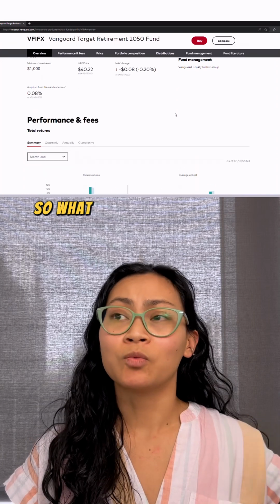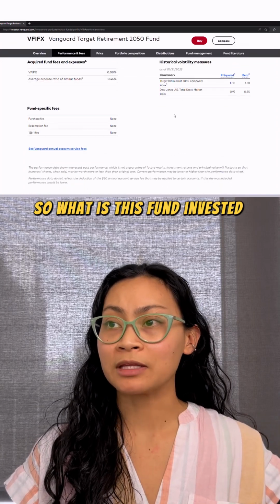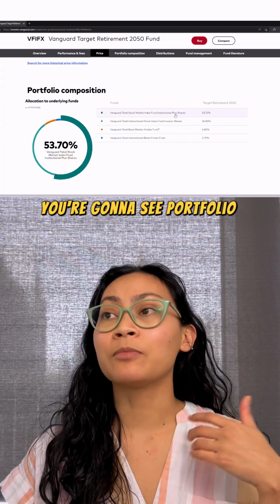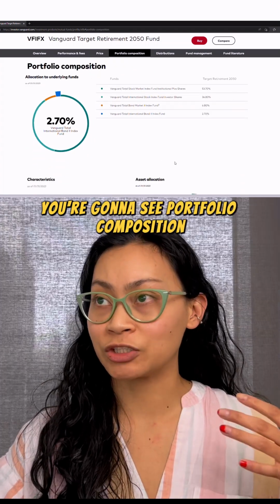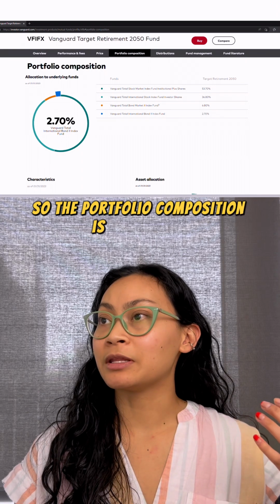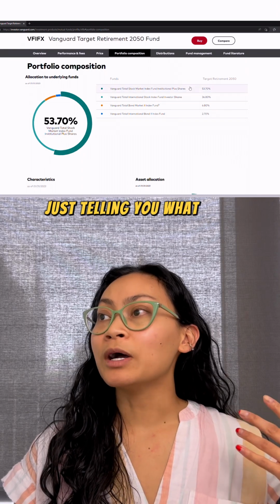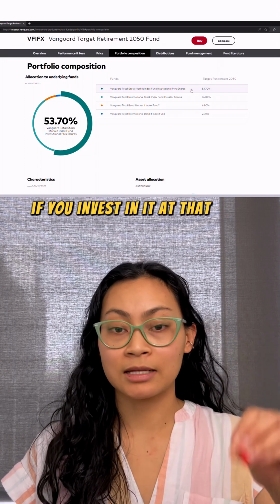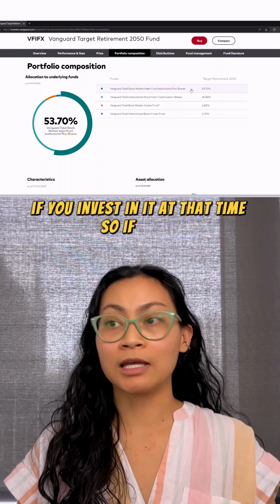So what is this fund invested in? If we scroll all the way to the bottom, you're going to see portfolio composition. The portfolio composition is essentially telling you what your money will be invested in if you invest in it at that time.